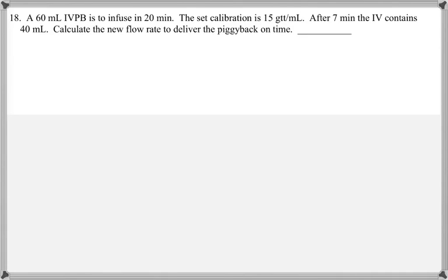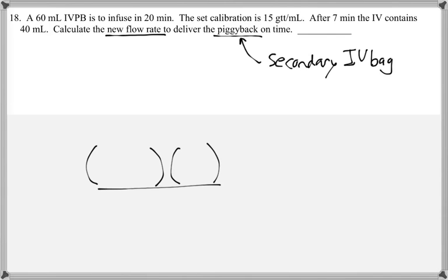So a piggyback, this is just another name for a secondary IV bag that's hooked up to the machine. And they want us to calculate the new flow rate, so we don't need to put the original rate. So it's going to be the time remaining and the remaining amount in the bag. So the time that's left and the amount that's left in the bag.